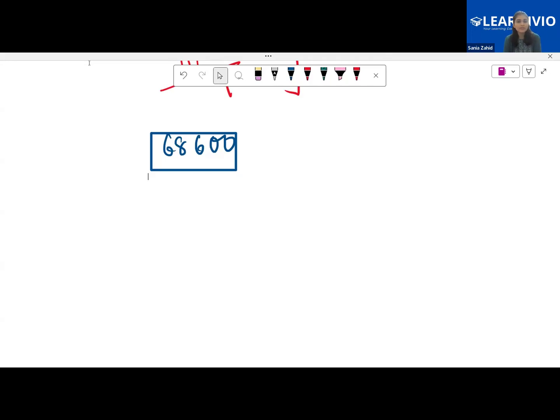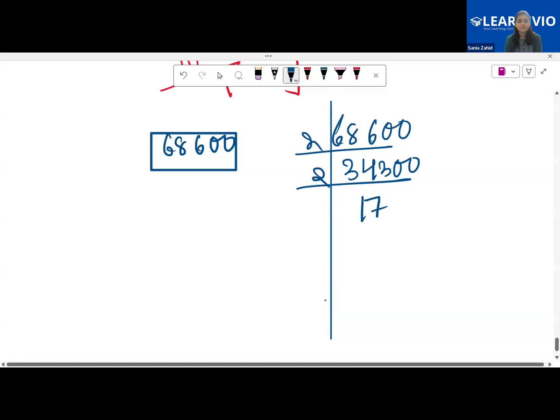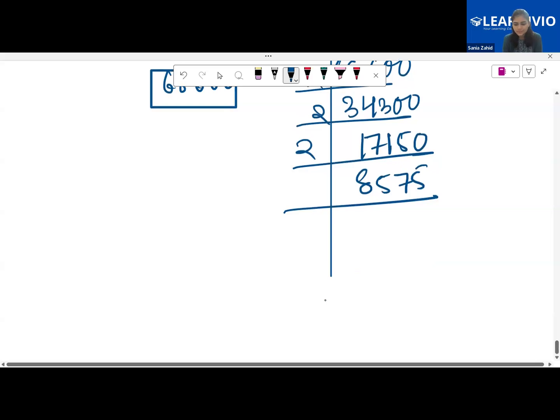68600. How do you prime factorize it? Ma'am, 2. First of all, you go to 2, get 2, 2, 3, 4, 3, 4, 3, 0, 0. Then 2 again. 1, 7, 1, 5, 0. 2, 8, 5, 7, 5. Yeah, then 5, not 3.